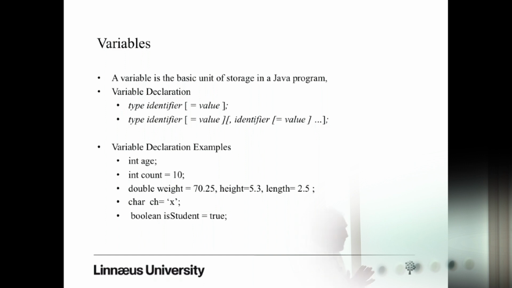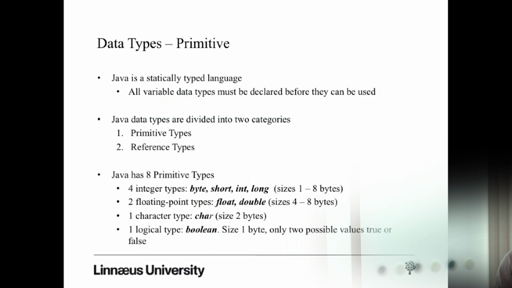So in simple terms, to create a variable, you need to know the type of the variable and the variable identifier. The next thing is the data types.